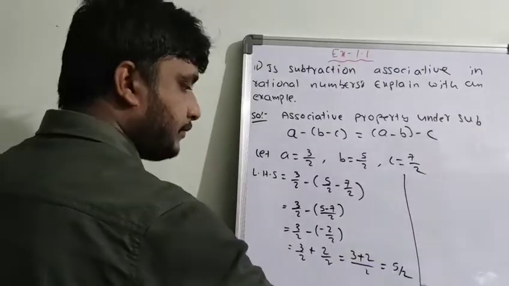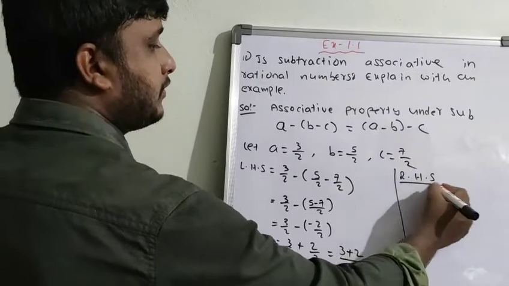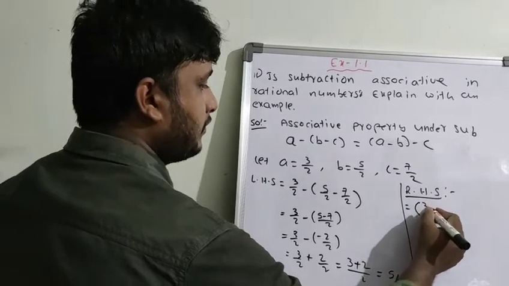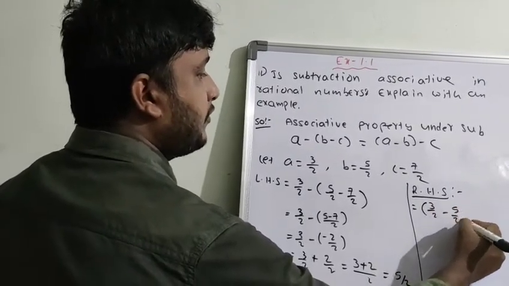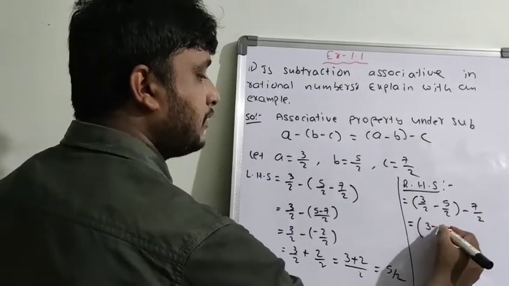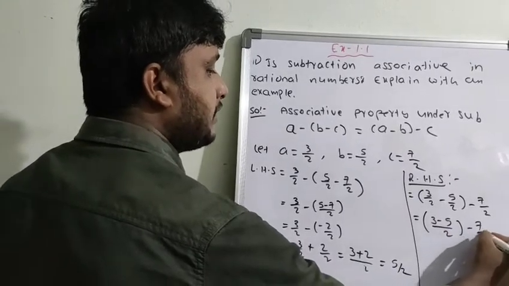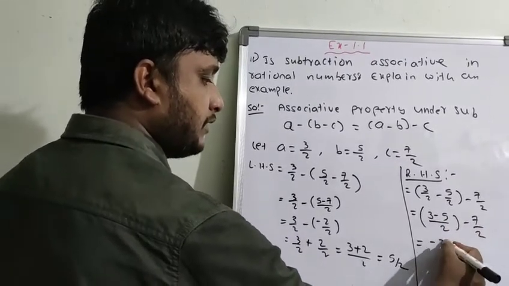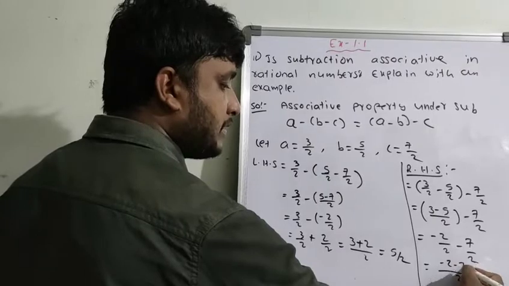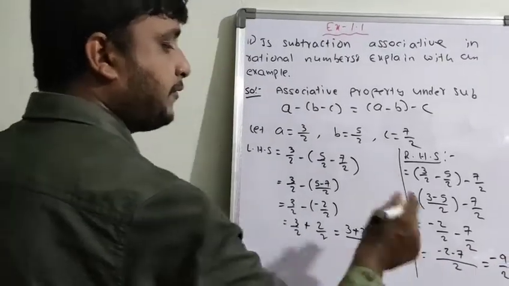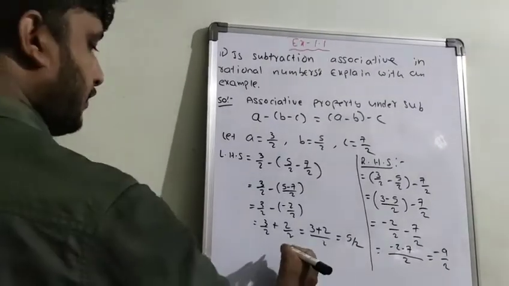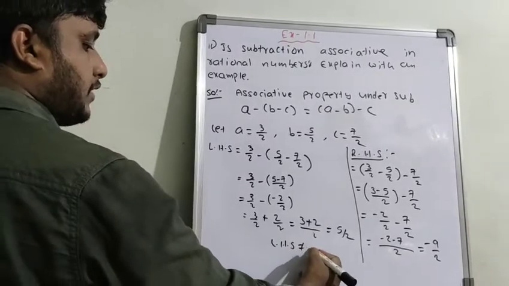So coming to the right hand side. Once you take (a minus b) minus c, a value is 3 by 2, minus b value 5 by 2, minus c value 7 by 2. So 3 by 2 minus 5 by 2, 3 minus 5 by 2, minus 7 by 2. 3 minus 5 by 2 is minus 2 by 2, minus 7 by 2, and the same denominator is simple: minus 2 minus 7, so minus 9 by 2. Here we have 5 by 2, there minus 9 by 2. So are these two the same? No. Therefore LHS is not equal to RHS.